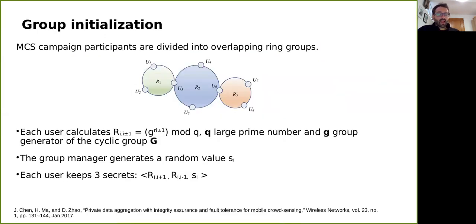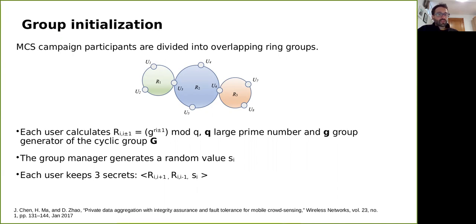Before detailing our proposal, we rely on the solution provided by Chen et al., reported at the bottom of the slide, in which the authors propose to split users into overlapping ring groups. Each ring is composed of a number of users, and each ring is assigned some secrets. In particular, each user calculates R_{i,i±1}, which is the result of g to the power of q, where q is a large prime number and g is a group generator of the cyclic group G.